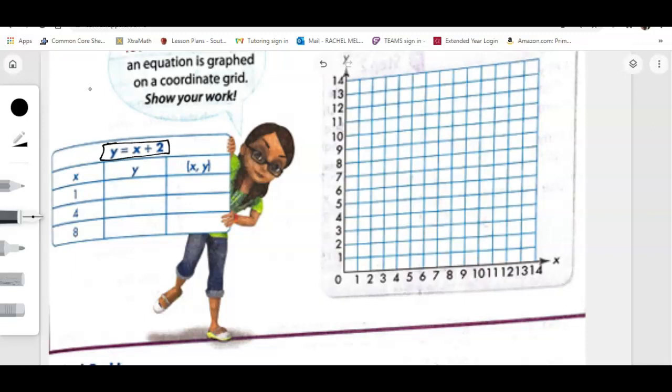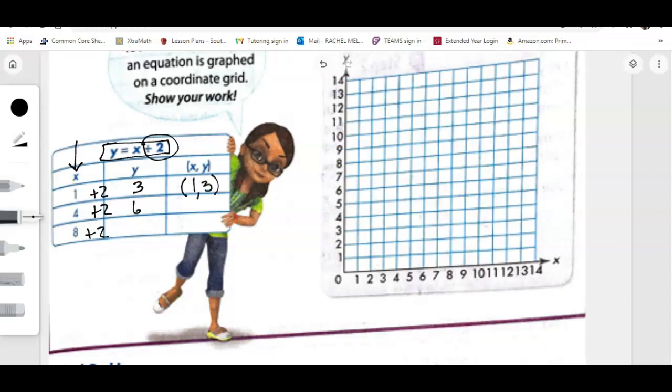So really what I need to do is complete the table with my ordered pairs and then put them on the graph. Okay, so remember it's x plus 2. So whatever is in the x column, I add 2, and that gives me my y. Okay, if it helps you, you can write it out like this. So my rule is plus 2. Well, 1 plus 2 is 3. That means my first ordered pair is 1, 3.